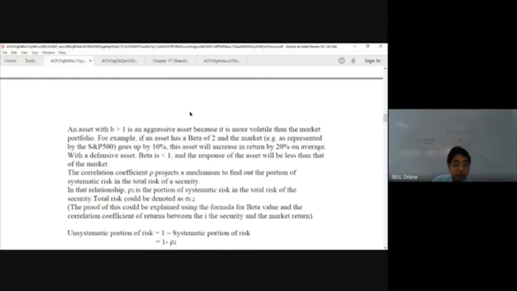Now, normally the total risk is denoted by sigma squared or sigma I squared, whereas the portion of systematic risk is given as rho squared. Now there will be a proof for this, but I am not going to explain that at this point because it might put you into greater confusion. So what I want to do is just apply these concepts and work out some problems.